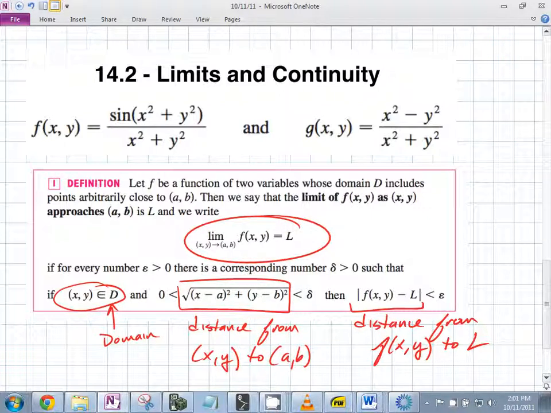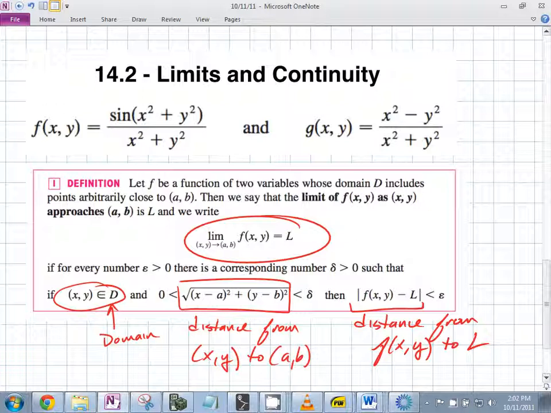For every time we get within a certain delta distance, we can get within a certain epsilon distance on the output side. As we approach on the domain, we could approach really strangely, the output might be up here, but the range of the potential outputs is getting smaller and smaller. So let's read that one more time.